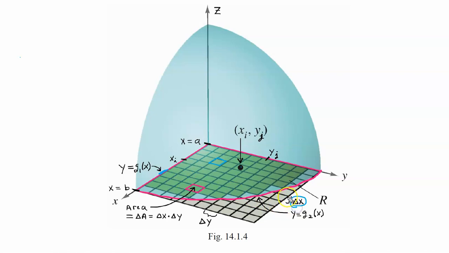They have width delta x. Along the y-axis, these distances right here that we broke the y-axis up into, those have width delta y. And so the area of these little rectangles right here, they have area delta x times delta y. Right, so keep that in mind.